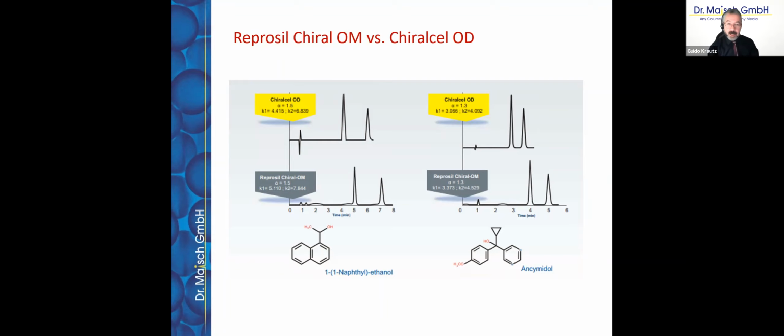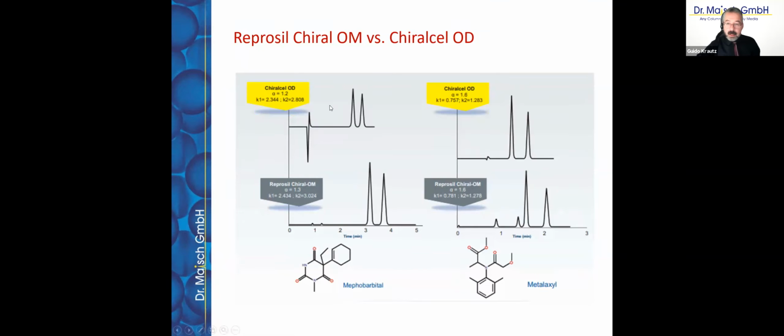So here's an example of a comparison of our ReproSil Chiral OM with the Chiralcel OD. So you see that we get similar alpha values, similar selectivity, but we get different retention times. So this is also seen here. Here we even have a little different selectivity, but in any case, they are similar.